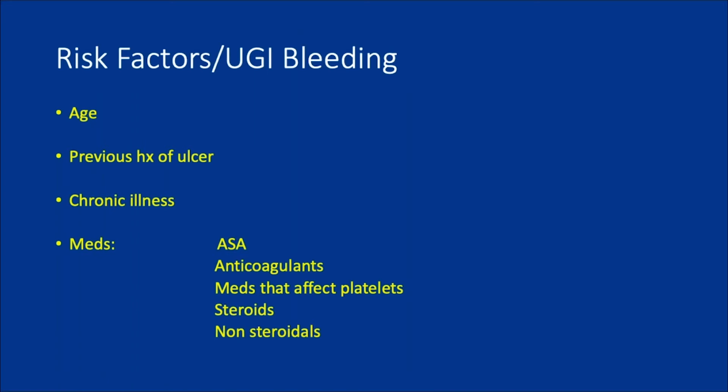Age is an important risk factor, chronic illness, and of course the medicines that we talked about just a moment ago. So the other part of this is that if we have a patient who has had a previous history of an ulcer and chronic illness and is on the medicines that we have listed here, they certainly should be on a proton pump inhibitor to prophylax the possibility of GI bleeding.